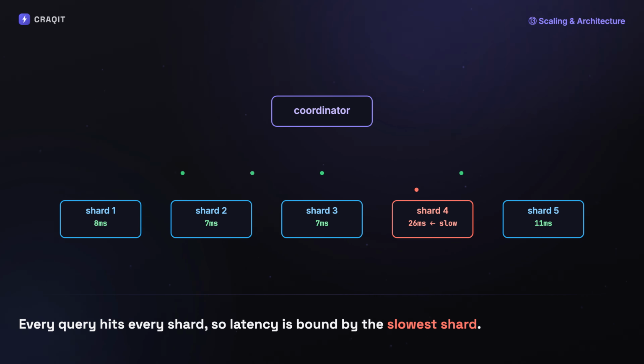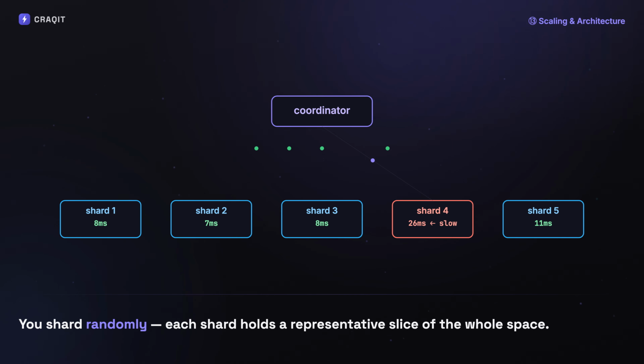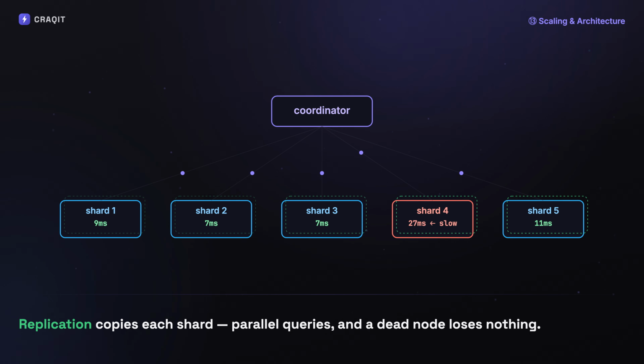You generally shard randomly, not by content, because you want each shard to hold a representative slice of the whole space. Replication layers on top for throughput and availability. Copy each shard, so many queries run in parallel, and a dead node doesn't lose data.